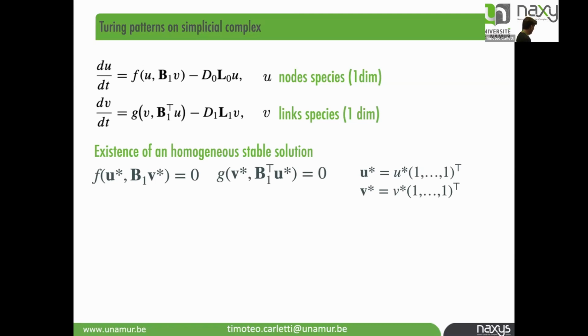Okay? And so, as in the case of Turing pattern, you have to assume the existence of a solution homogeneous in space, so the same solution for all nodes, for all links, that I call U star and V star, that should solve this equation, okay?